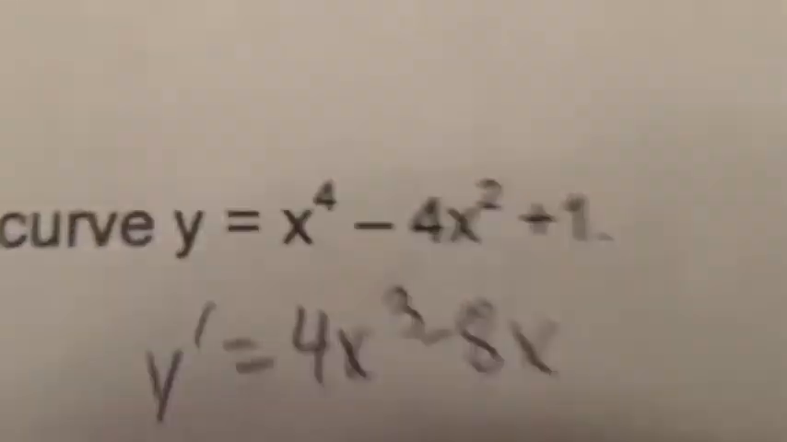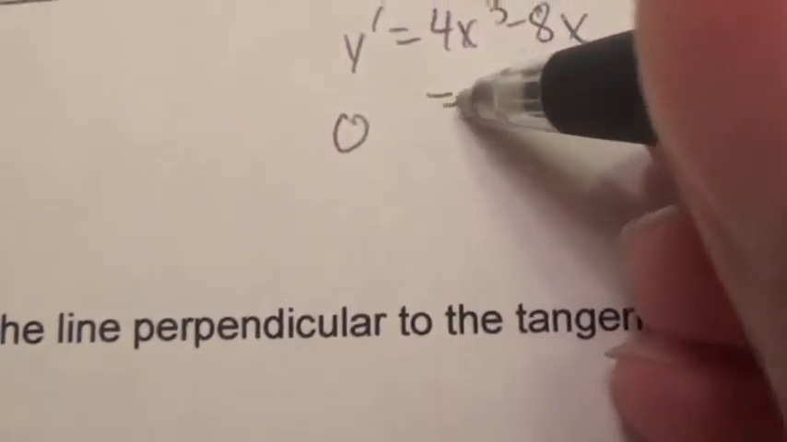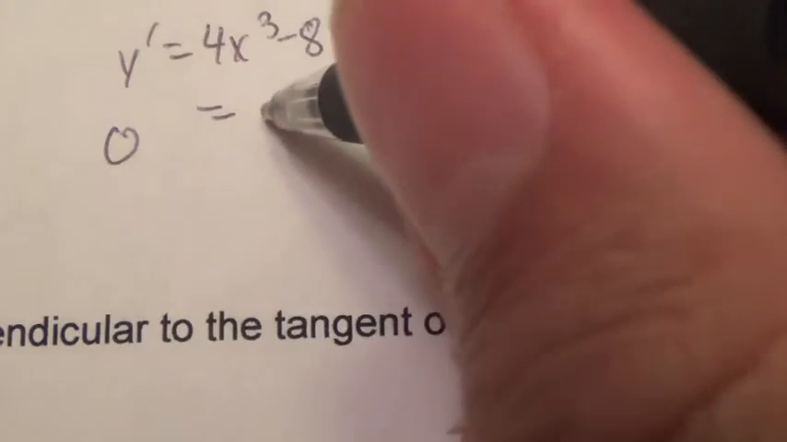What we want to know is this. When does our derivative equal 0? This is our derivative, and we just want to know where this would equal 0. So you are going to set that equal to 0 and figure out where we get our 0.